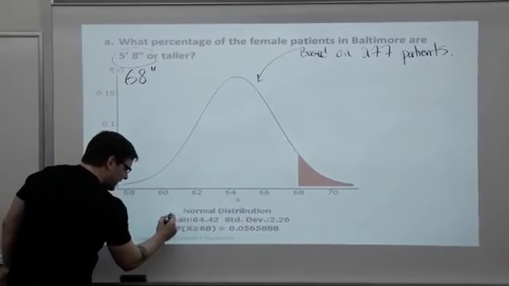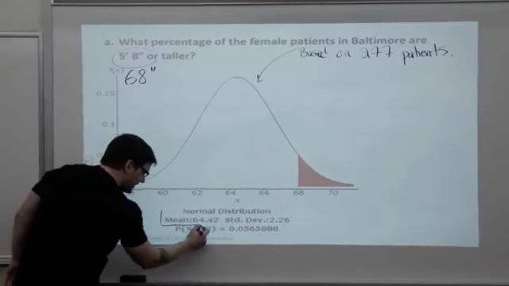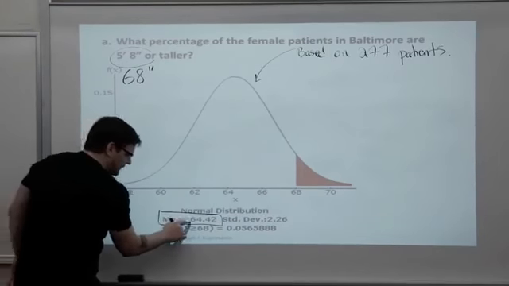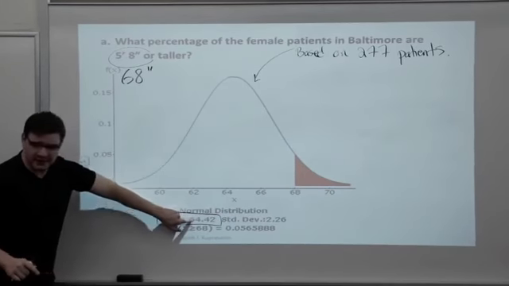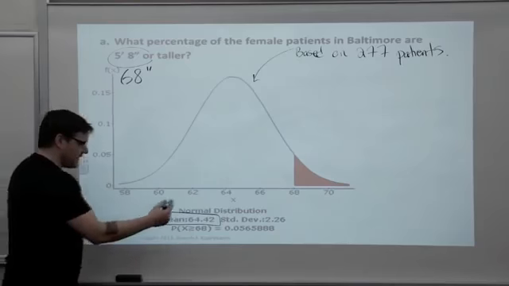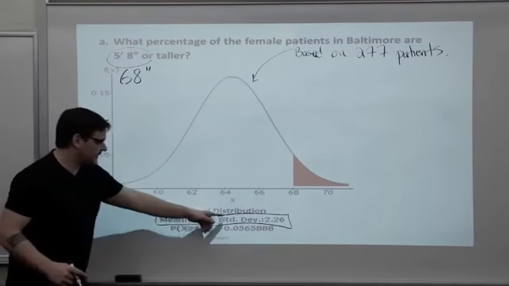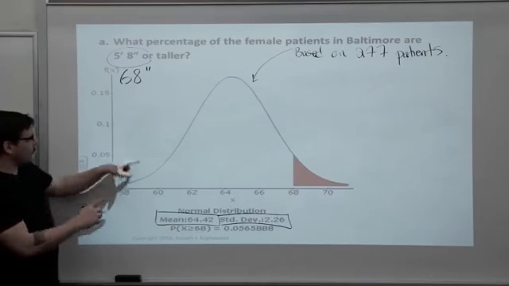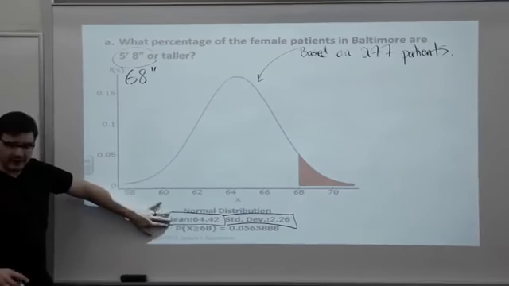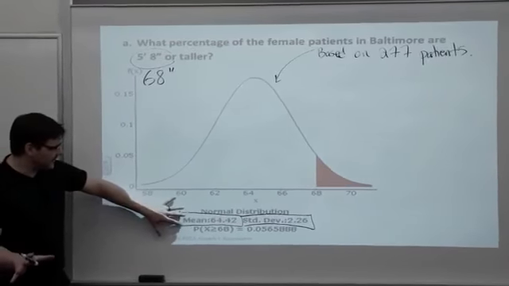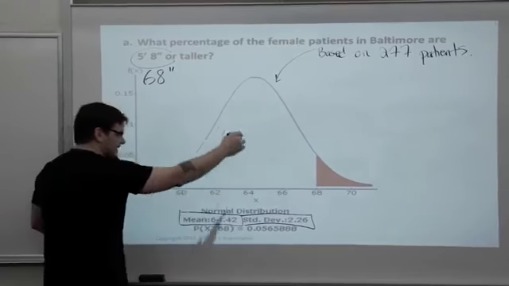So from the data, the doctor's patients, the average height was 64.42 inches. You can see that in your notes. And the standard deviation here was about 2.26 inches. So this normal curve is based on these two parameters, and we'll talk more about that in the next video. But there's that smooth curve.